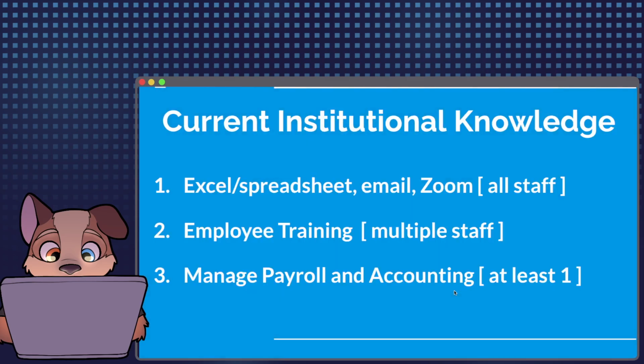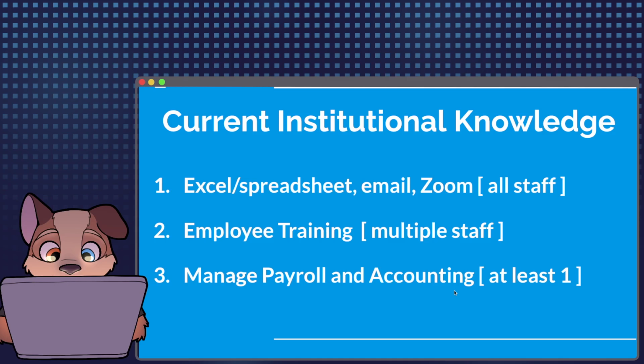I think the appropriate way to think about this is that the current institutional knowledge that we all take for granted is that everybody in an organization knows how to use Excel or a spreadsheet. Everybody in the organization knows how to use email or Zoom. That there are multiple people on staff that can do employee training, at least for the frontline staff. And there's got to be at least one person in every organization that knows how to manage payroll and accounting.